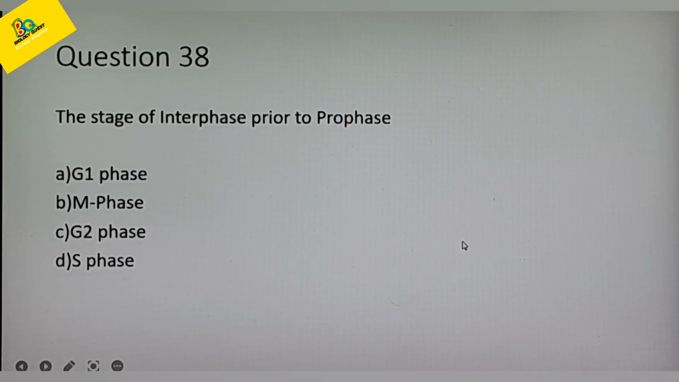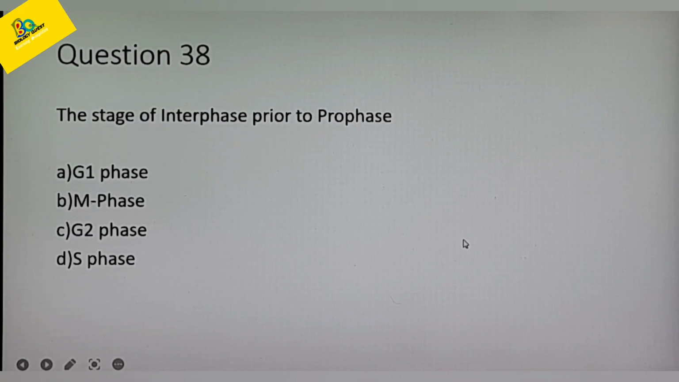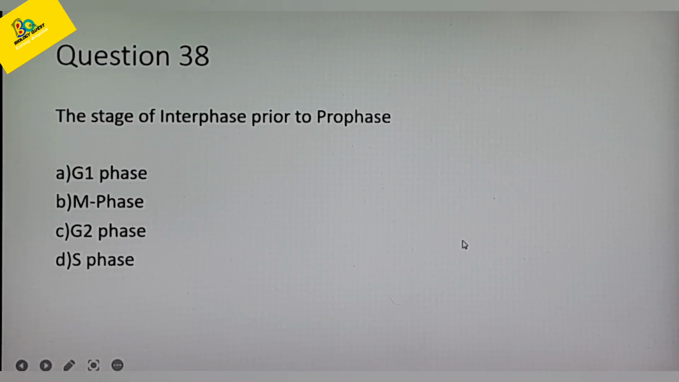The stage of interphase prior to prophase. Prior to means that comes before. Okay, we know prophase is the first phase of mitosis or M phase. So here the question is the stage of interphase prior to prophase. Which are the stages of interphase? They are G1 phase, S phase and G2 phase. Okay. So options are G1 phase, M phase, G2 phase and S phase. Which is the correct answer? Have you guessed the answer? The stage of interphase prior to prophase. The correct answer is option C, G2 phase.